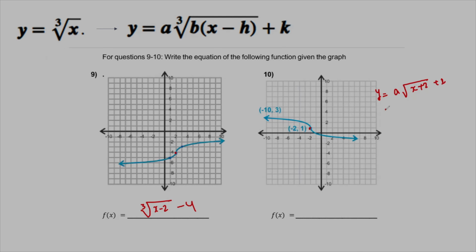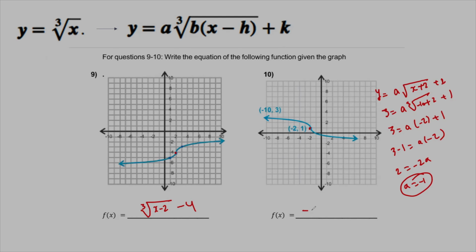So let's put it like 3 equals a times cube root of negative 10 plus 2, plus 1. So 3 is equals to a times cube root of 2 minus 8, which is negative 8. So negative 8 cube root would be negative 2, plus 1. So it's like 3 minus 1 equals a times negative 2. So 2 is equals to negative 2a. So a is equals to negative 1. So a is negative. So the function is negative cube root of x plus 2, plus 1.